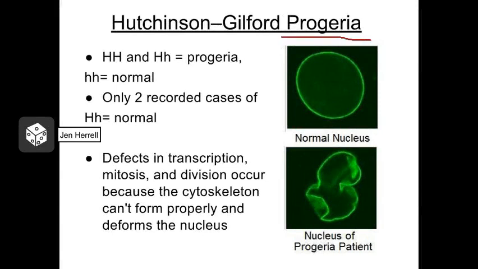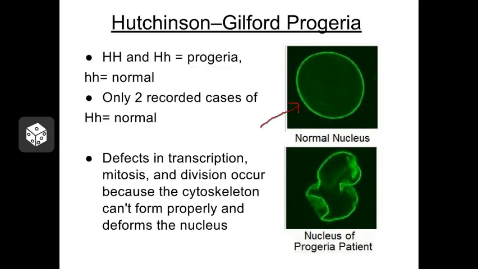Progeria is another condition that is caused by the inheritance of a dominant allele. So individuals that are either homozygous dominant for this characteristic or heterozygous will have progeria. Progeria actually affects the cytoskeleton inside a cell. And so remember that the cytoskeleton helps give the cell shape, it helps move stuff around inside the cell, and it gives the nucleus its shape as well.